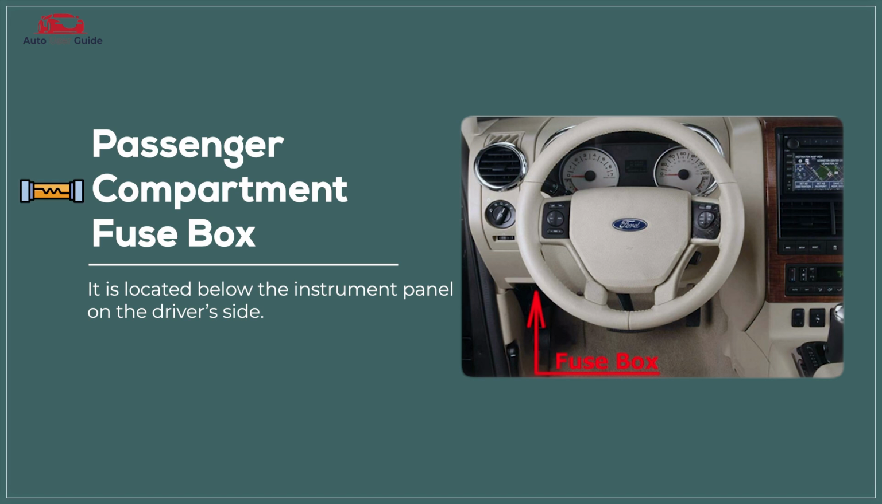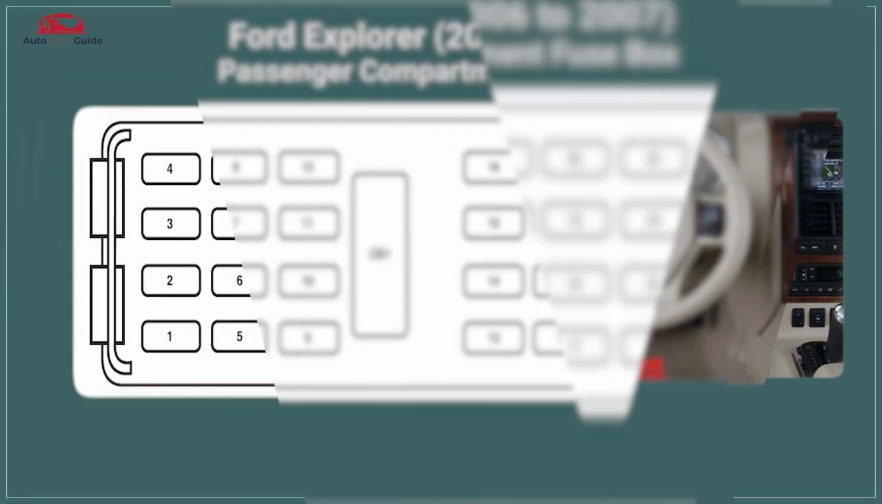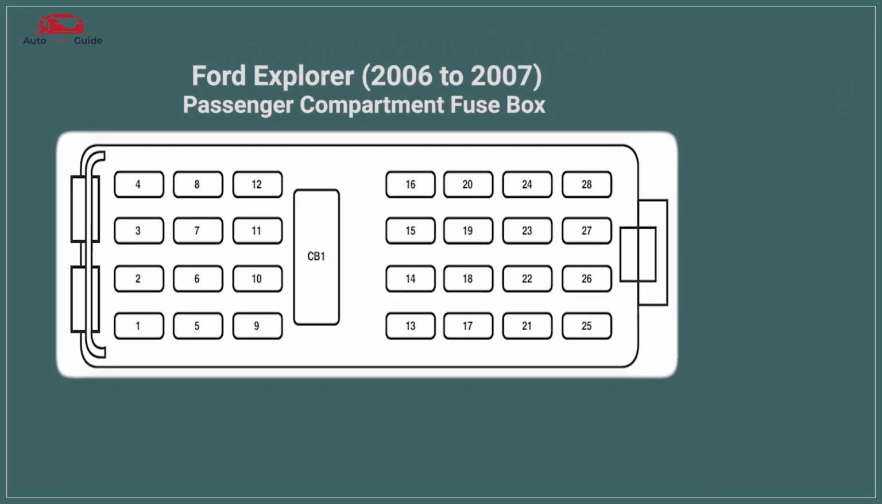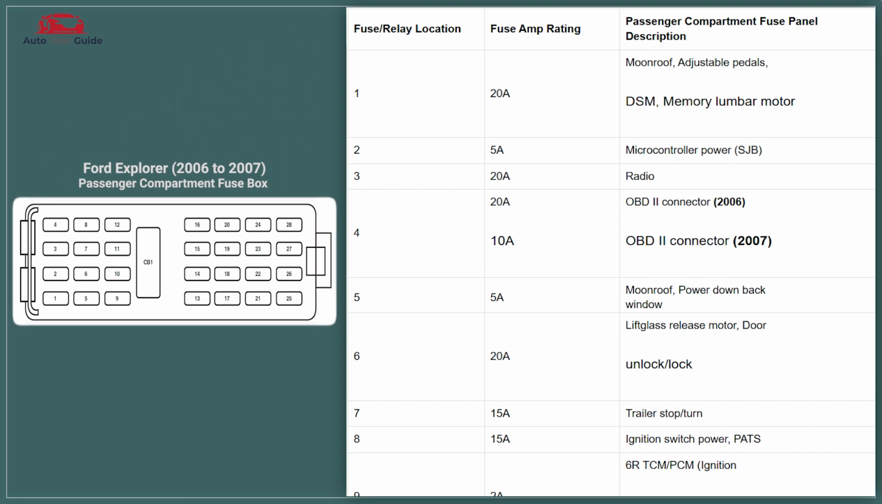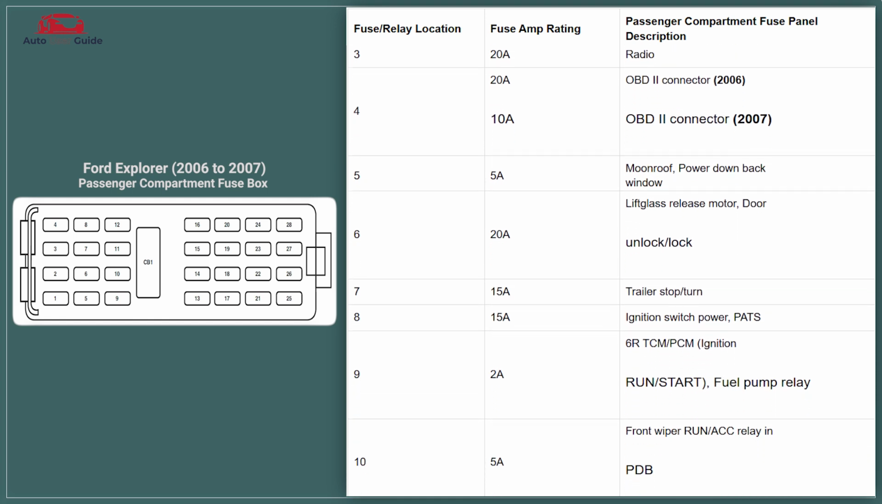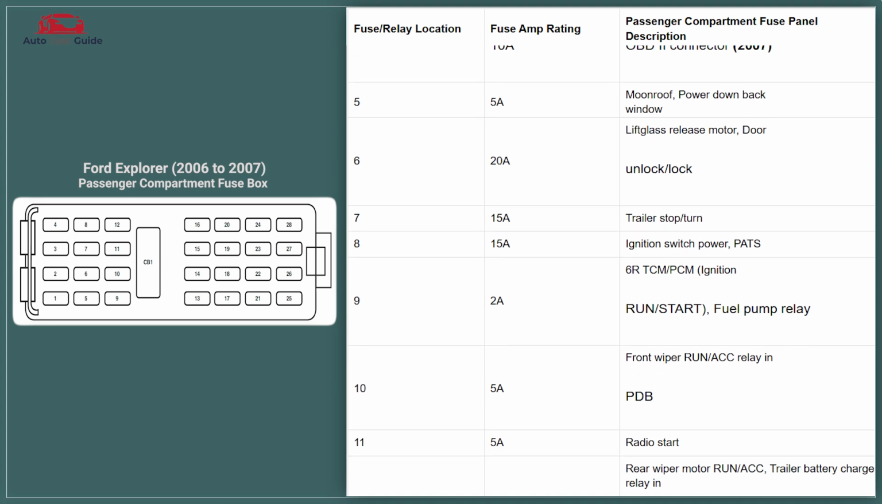Passenger compartment fuse box. The passenger compartment fuse box in a 2006 to 2007 Ford Explorer distributes power and protects electrical circuits for interior components like lights, power windows, radio, and climate controls.